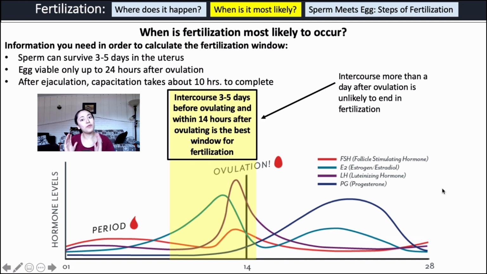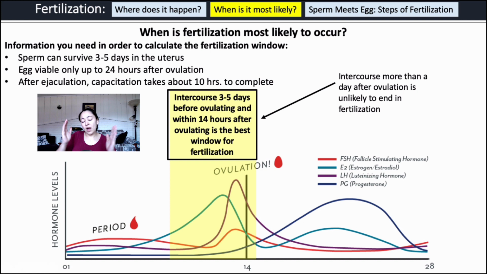Now, if you're trying to avoid getting pregnant, you're probably going to want to widen this window a little bit because it is possible for some people's sperm to actually survive longer than 5 days within the uterus. And in addition, not everybody's timing of ovulation is the same, and the timing of capacitation might vary from individual to individual.